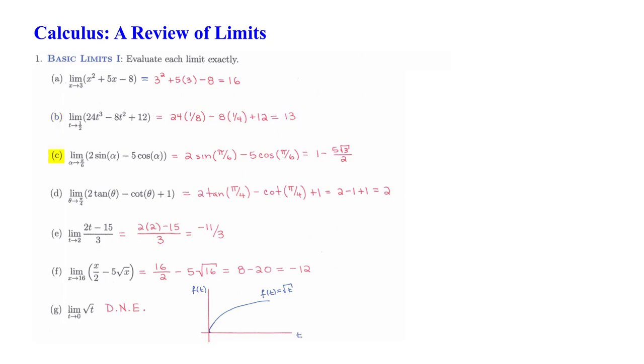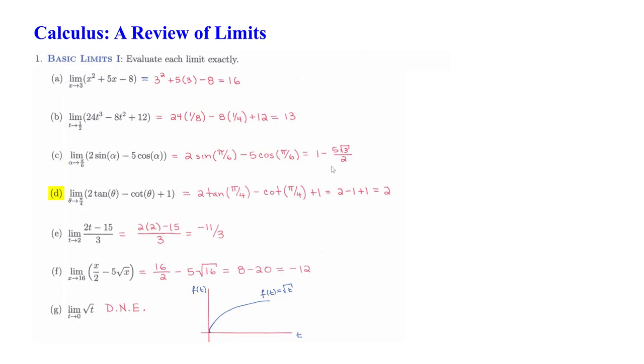Now, for number C, certainly that's not a polynomial function that you see here, but we do know that sine and cosine are continuous. That means when we evaluate the limit at any value, we can do so simply by functional evaluation. So again, you see I'm just plugging in the value of pi sixths to my function, and we know the sine of pi 6 is 1/2. We know the cosine of pi 6 is root 3 over 2. So we multiply and obtain the following answer. Again, we could simplify by getting a common denominator, which would be 2 minus 5 root 3 over 2.